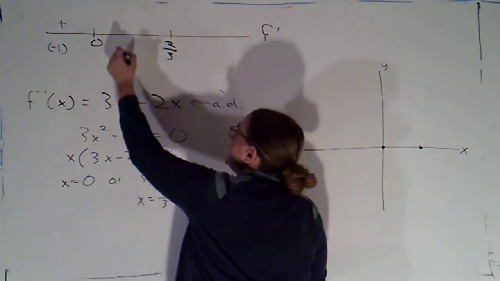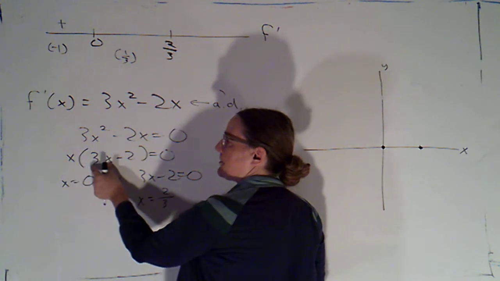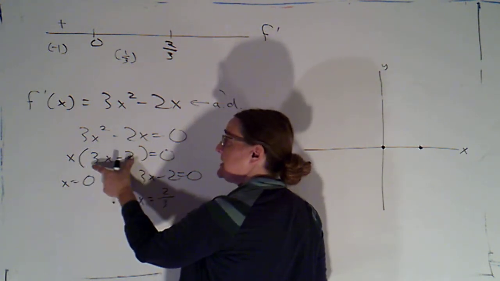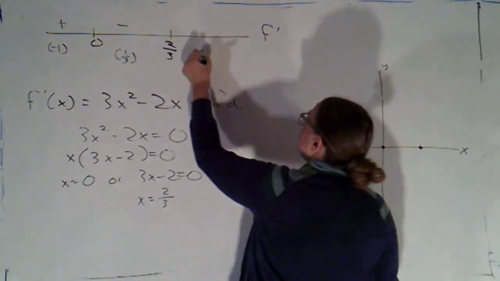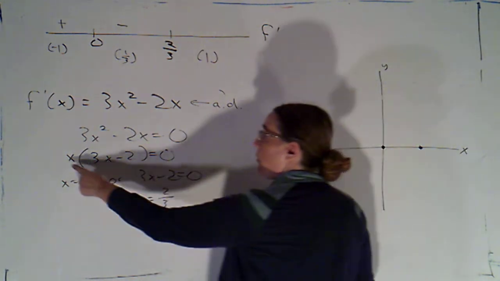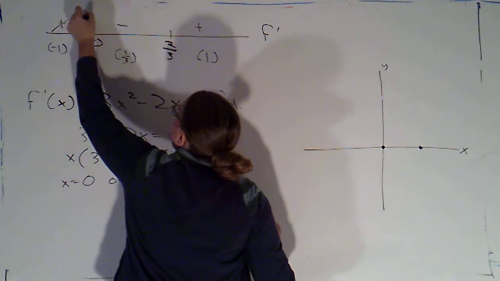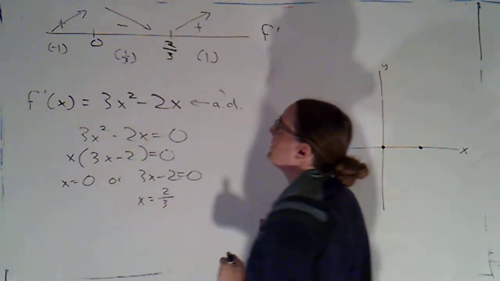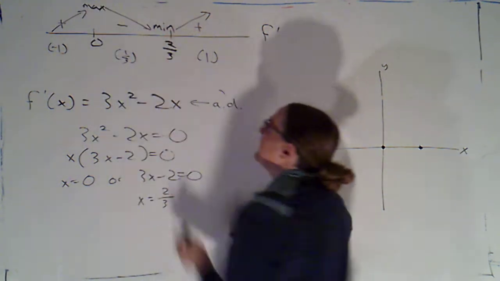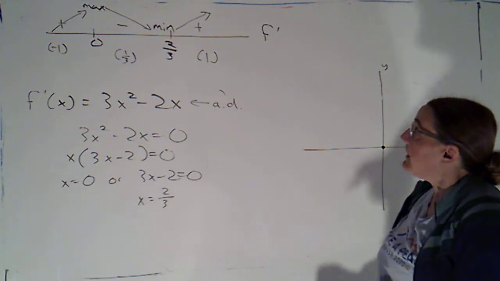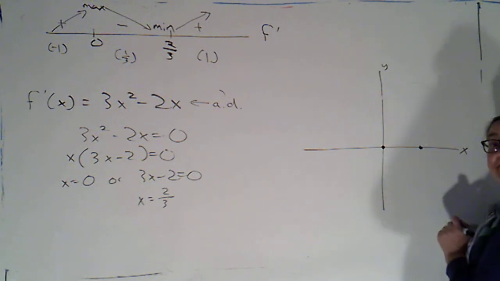Between 0 and 2/3, I think I'll just plug in 1/3. So x would be positive. 3 times a third would be 1, minus 2 is negative. Positive times negative is negative. And then bigger than 2/3, let's just plug in 1. So 1 times 3 minus 2, that's positive. So we're going to go up, we're going to go down, we're going to go up. Which tells me from the shape of the graph, I'm going to have a max here and a min here. Now, at 0, I already know what the y value is.